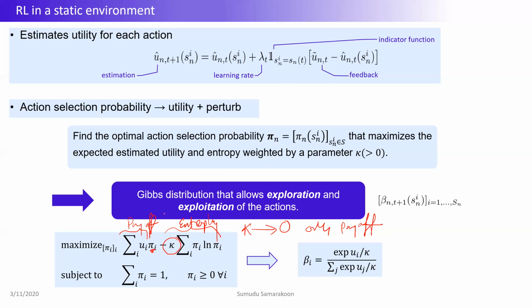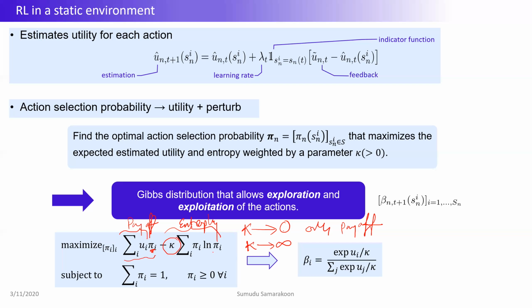But what we don't know is whether there will be certain actions we have not played earlier that could result in higher payoff over time. That is why we have this entropy term. Now, if we consider this kappa, if we make it very large, we are going to remove the impact of this payoff part, right? Then our only goal is to maximize the entropy.